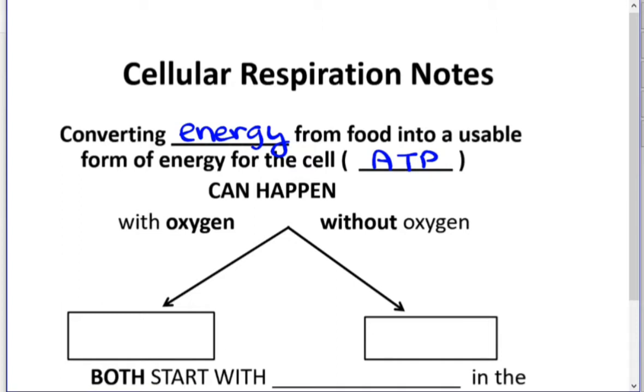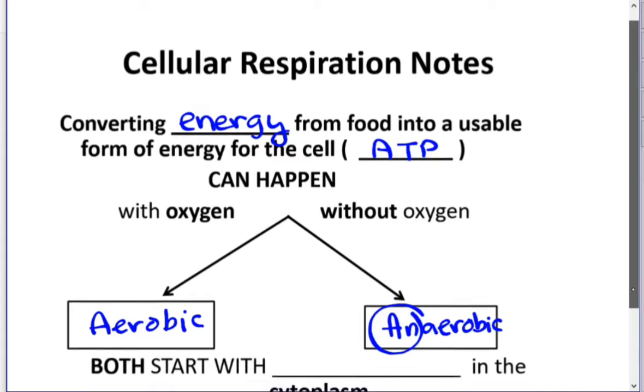There's two ways that this can happen. When it happens in the presence of oxygen, when it happens with oxygen, it's called aerobic, because aerobic means oxygen. And when it happens without oxygen, it's called anaerobic. Do you guys remember when you put an an or a in front of something, what does it mean? Like not or without. Like abiotic, not living.